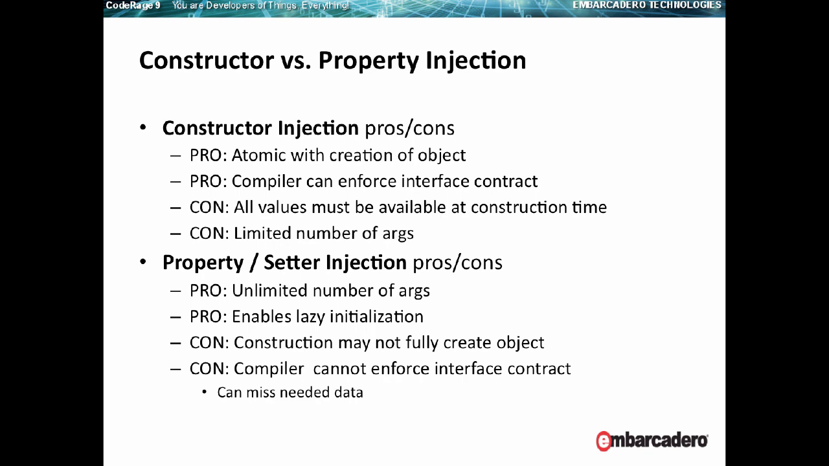When it comes to property or setter injection, it's exactly the opposite. We can have a virtually unlimited number of arguments. We can support lazy initialization. So basically we create the object and then we can inject the dependencies into it. The drawback is, well, we're dealing with an object that's not fully created, and the compiler can't enforce the contract because maybe we assign 5 properties and we need 6.